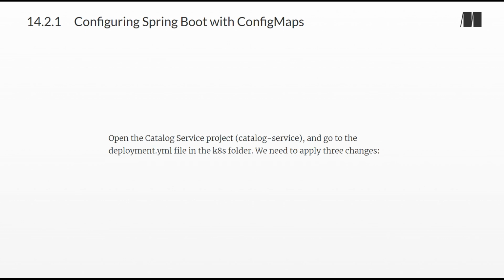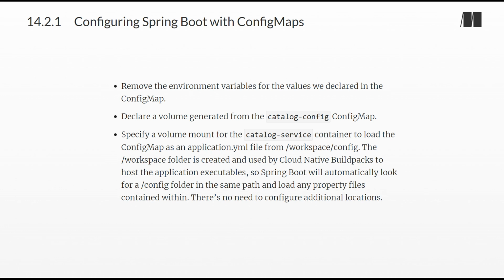Open the Catalog Service project, catalog-service, and go to the deployment.yml file in the k8s folder. We need to apply three changes. Remove the environment variables for the values we declared in the config map. Declare a volume generated from the catalog-config config map. Specify a volume mount for the Catalog Service container to load the config map as an application.yml file from /workspace/config.